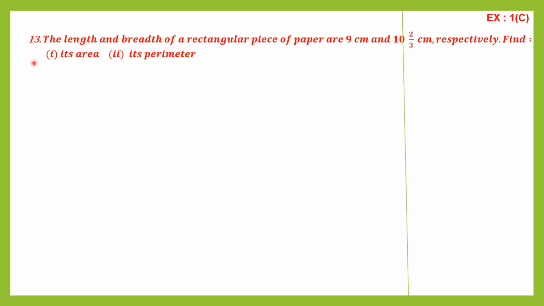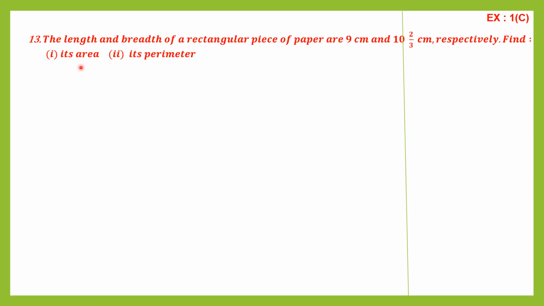There are two questions added in the new book, 13 and 14. So this is the 13th question. The length and breadth of a rectangular piece of paper are 9 centimeters and 10 by 3 centimeters respectively. What does respectively mean here? The first number belongs to length and the second belongs to breadth, in the order in which they come. So the numbers first and second are for length and breadth.